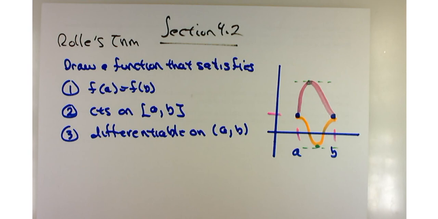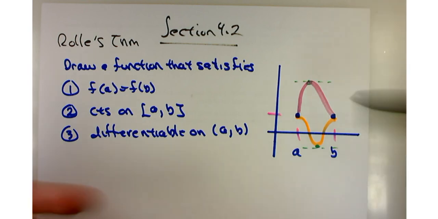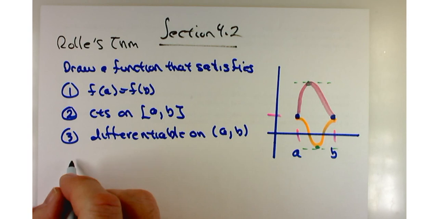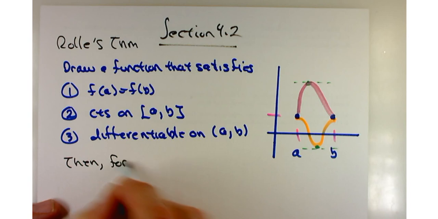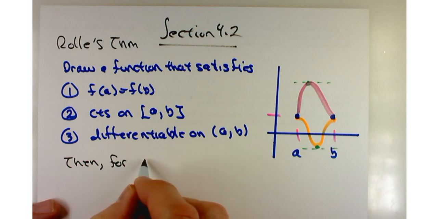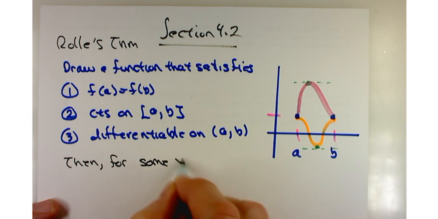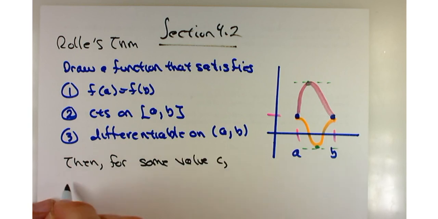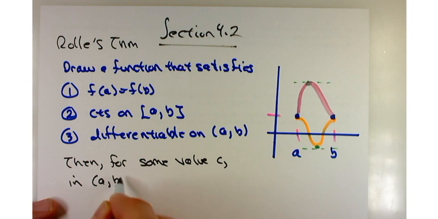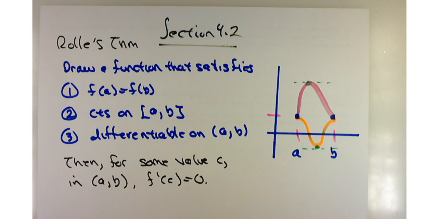That's the conclusion from Rolle's theorem, that someplace in here, f prime of x has to be 0. So then, for some value c in the interval a to b, f prime of c equals 0. That's the conclusion with Rolle's theorem. And that's nice. Rolle's theorem came first, and then it became general. So it was generalized.